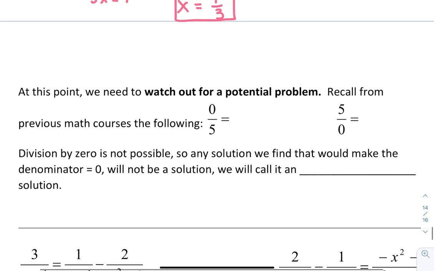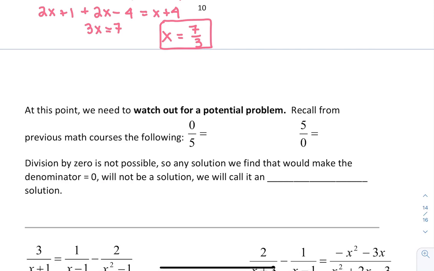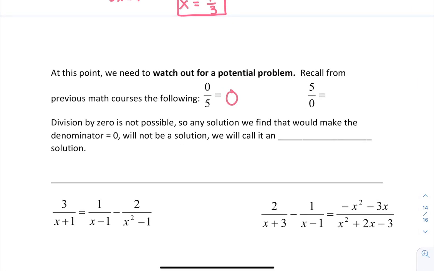At this point, we have to watch out for a potential problem. Recall from previous math courses the following. 0 divided by 5, or 0 divided by any number, if you ever forget, plug into your calculator, it's just 0. But 5 divided by 0, or anything divided by 0, is undefined. If you try plugging it in your calculator, you're going to get an error. So remember, we cannot divide by 0.